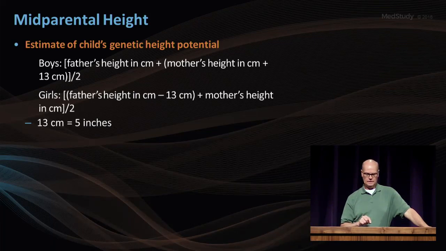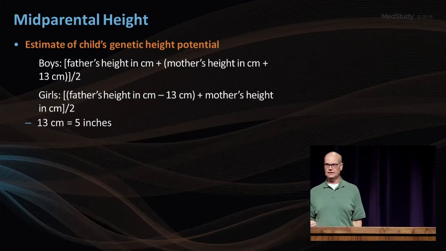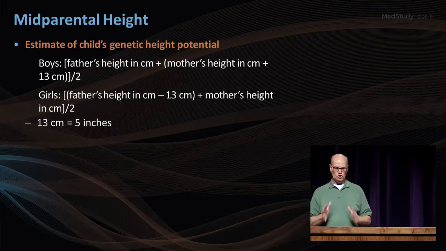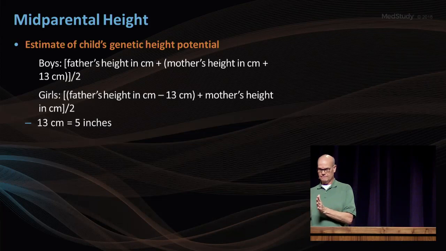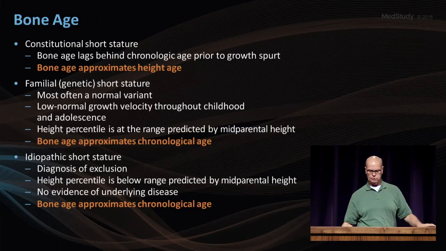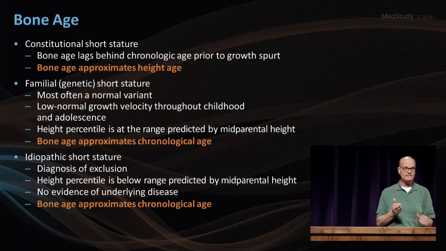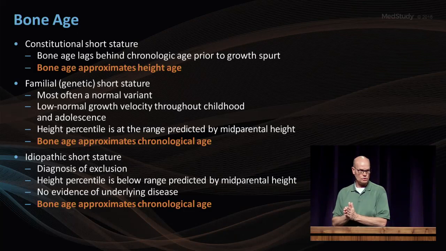This is the formula in order to do that. So you have mom's height and dad's height, and mom and dad come in and say, how big is Johnny going to be when he is 16 years of age? You can use this formula to give them an answer. And over time, if that formula predicts the final height, then that individual has genetic short stature. If, however, over time, that child, based on his mid-parental height, his mom and dad's height, is expected to be 5'10", and he turns out to be 5'5", then he has idiopathic short stature.